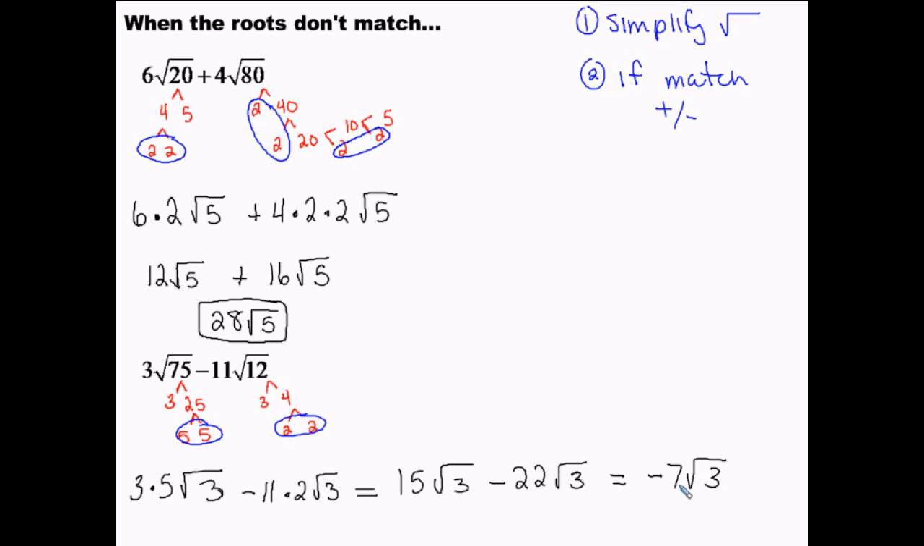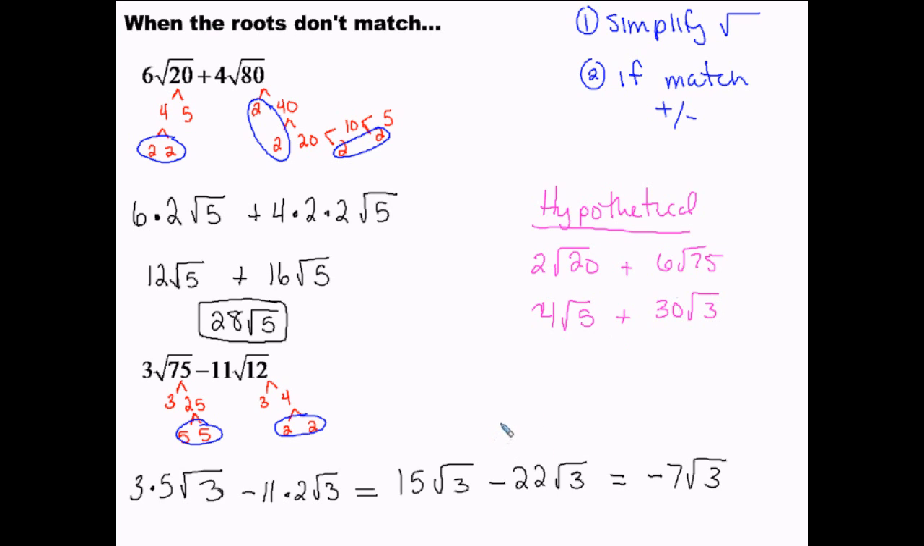If I had, let's say, 2 times the square root of 20 plus 6 times the square root of 75, this is going to end up giving me 4 times the square root of 5 and 30 times the square root of 3. Once I get to this point, 5 and 3 don't match. This is as simplified as it can be, so I stop right there. So simplify them, they don't match, you stop. And that's your answer. Okay.